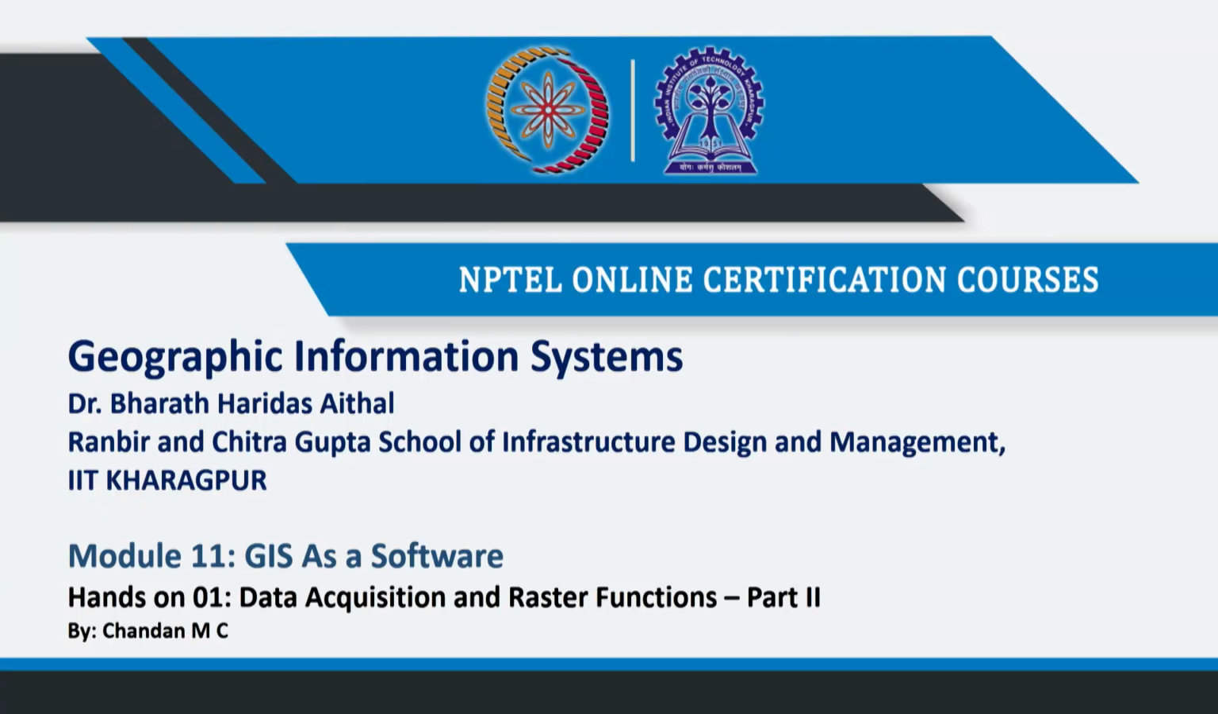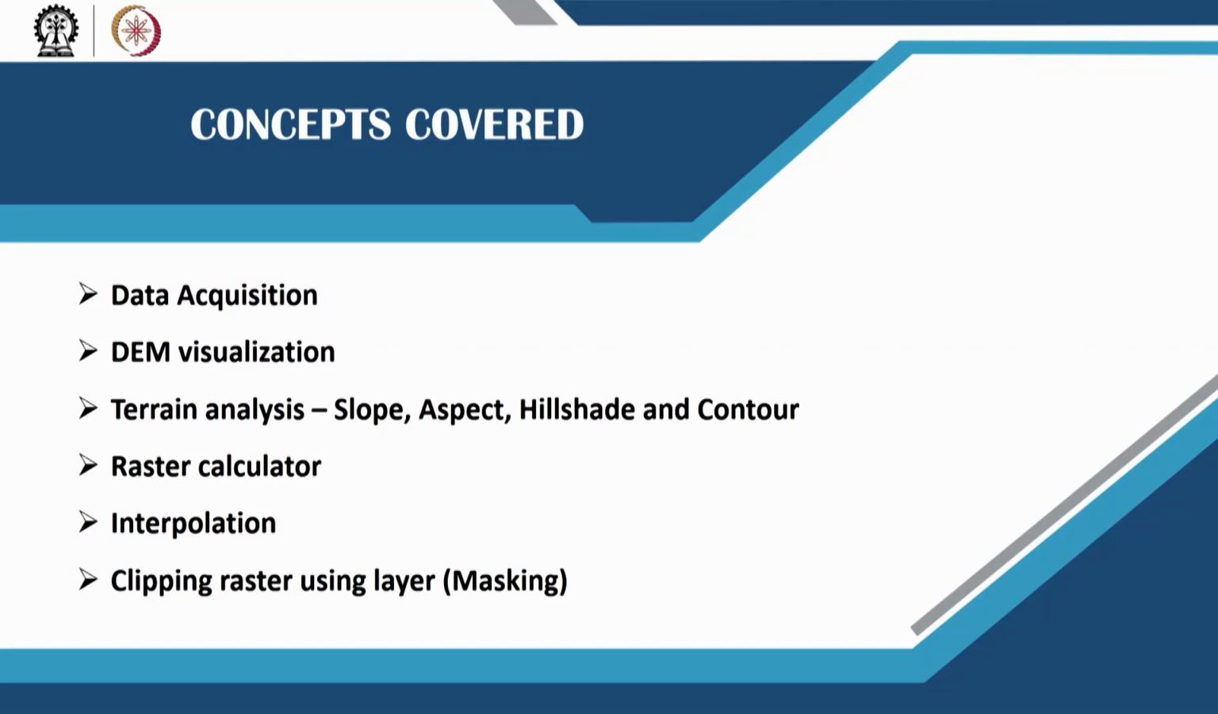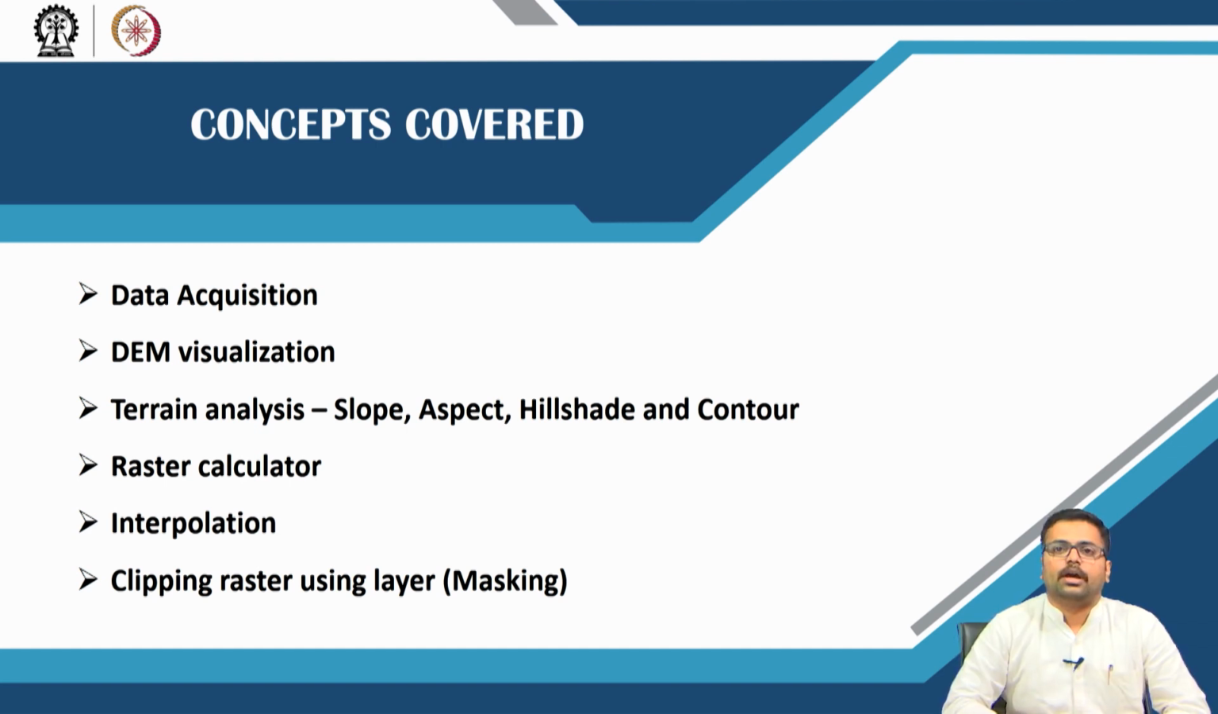So, in this particular session we are going to see how to analyze various raster functions. In the previous sessions we have seen how to acquire raster data and how to visualize the digital elevation model, and in this session we are going to see how to analyze this digital elevation model, the terrain analysis such as slope, aspect, hillshade and contour, followed by raster calculator, and how to interpolate vector data, and finally we will also see how to clip raster using masking.